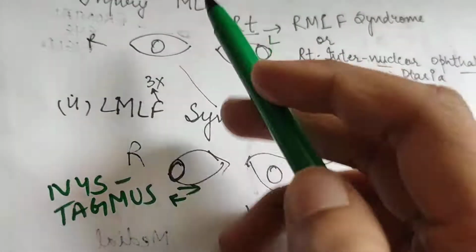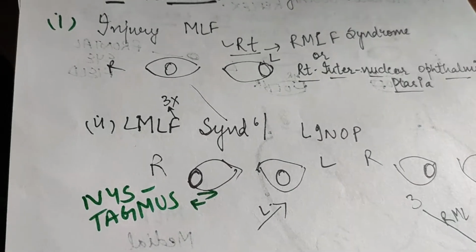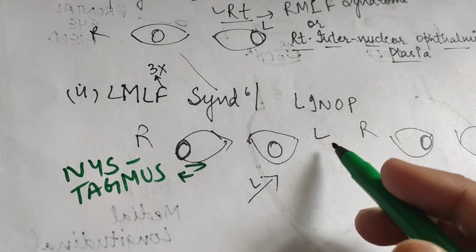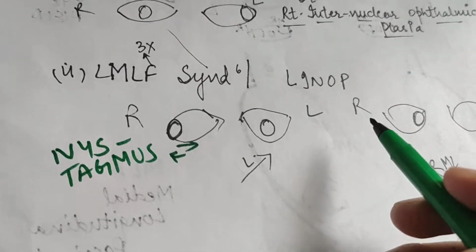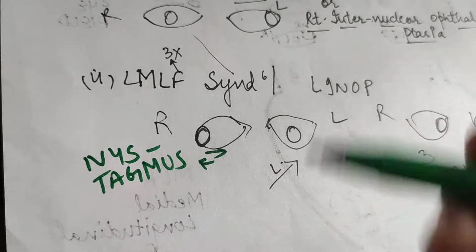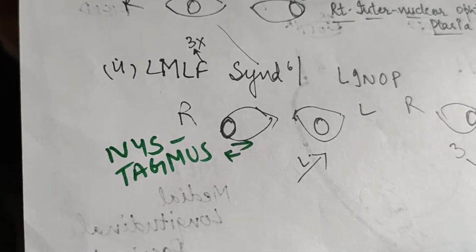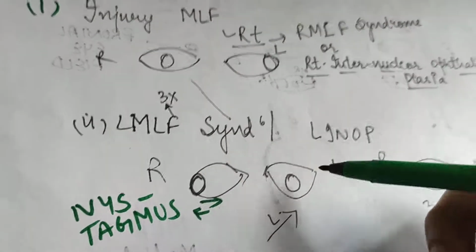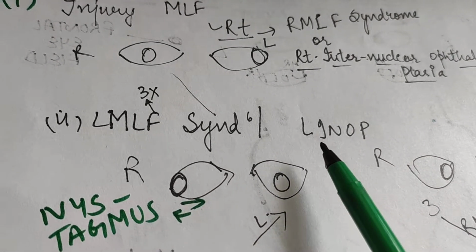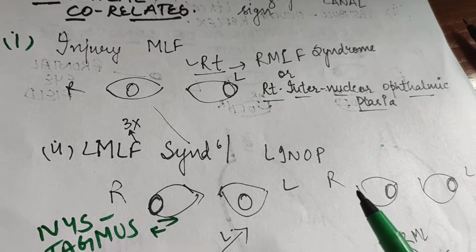There can be unilateral injuries to the MLF, that is right or left, that may be caused due to multiple sclerosis. What happens in multiple sclerosis? Multiple sclerosis is demyelination of central nervous system neurons, or there is infarction, tumor, infection, something. And bilateral MLFs can also be damaged. Bilateral means both MLFs are damaged.